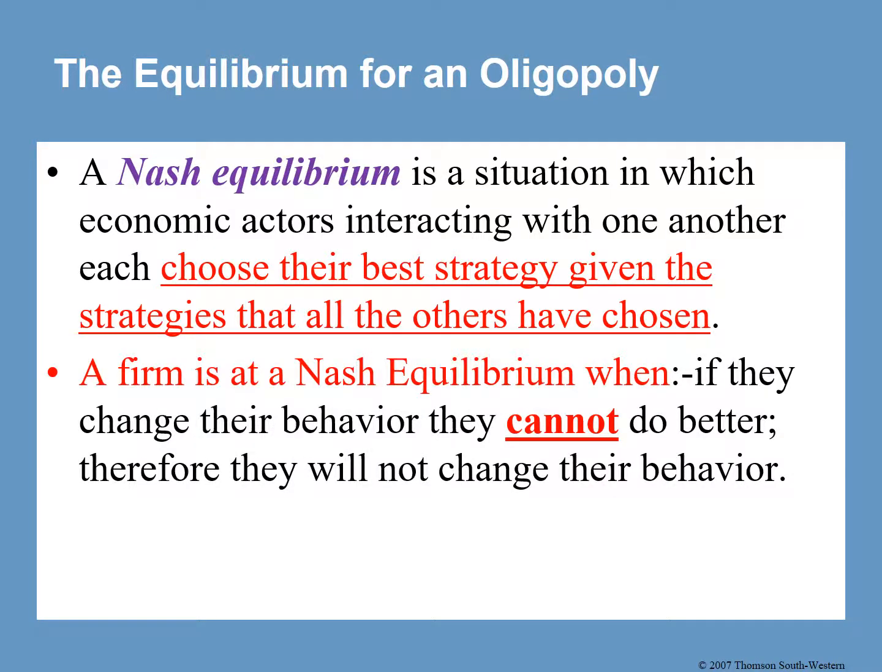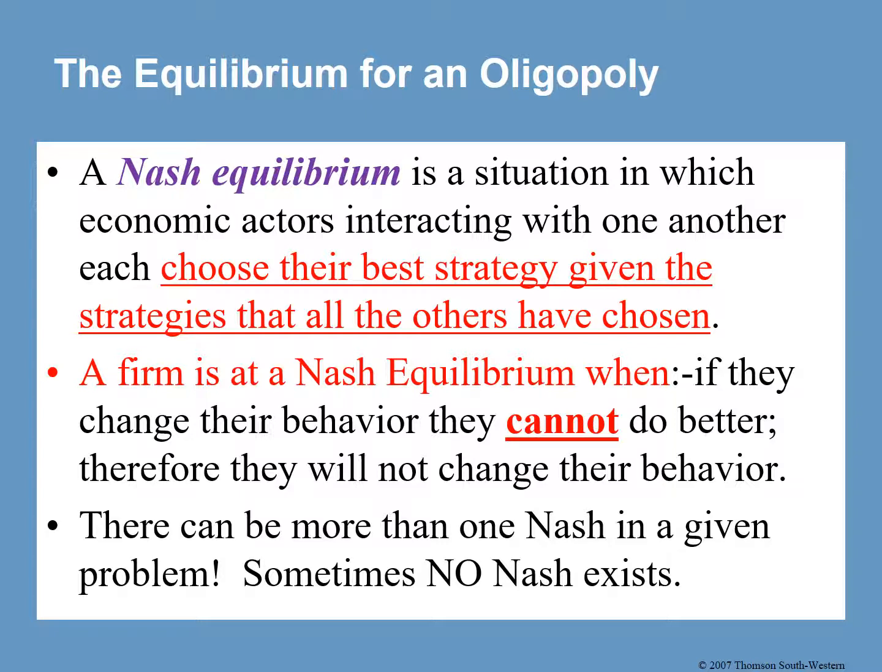A firm is considered to be in its Nash equilibrium when, if it changes its behavior, it cannot do better. In other words, it will not change its behavior. If I change my action and I don't improve, if I don't gain more revenue or more utility, I won't change my behavior. If that is the case, then a firm is experiencing its Nash equilibrium. This will become more clear as we start looking at the payoff matrices in the second video.